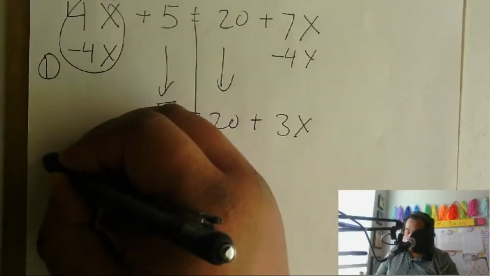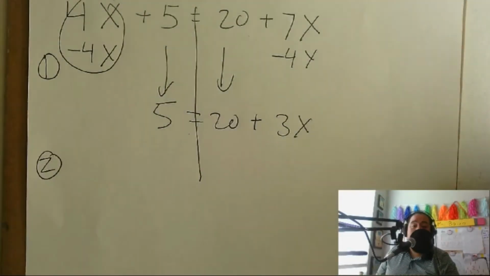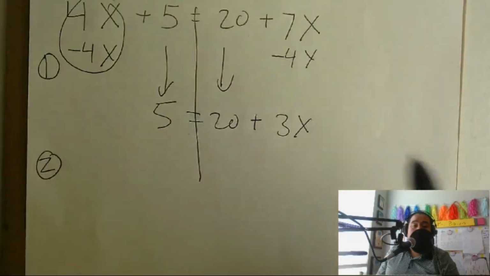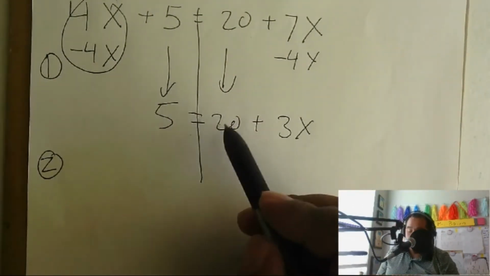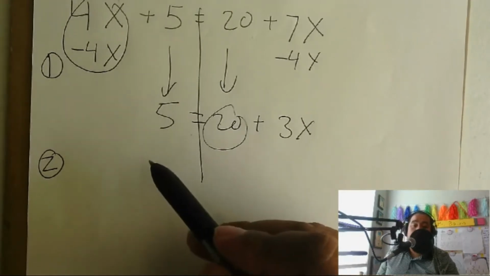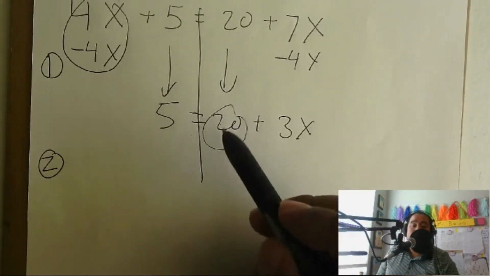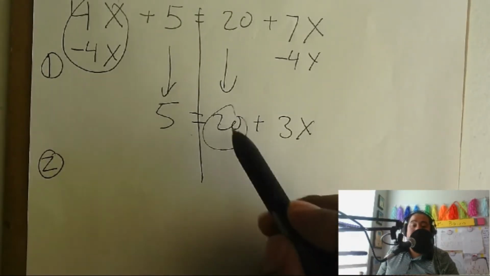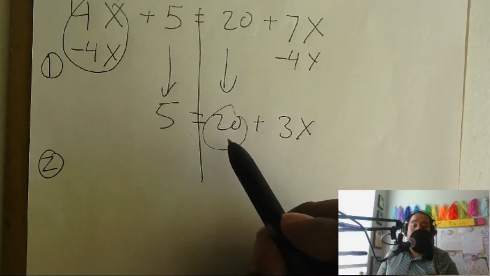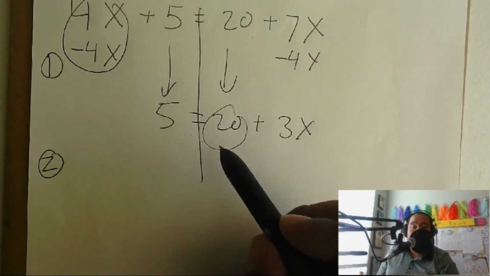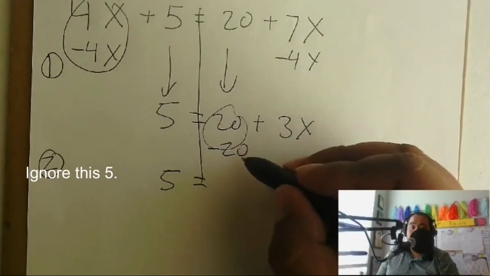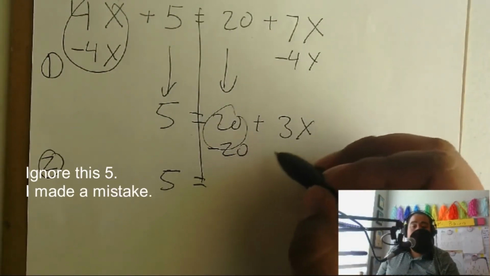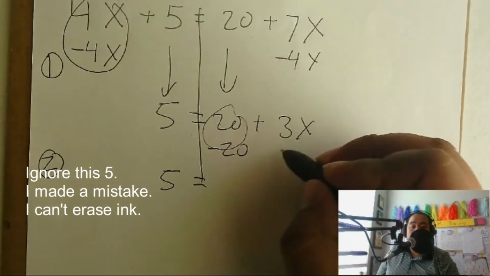Our second step now is to collect all our constants on the other side. So now we only have 1 x term on the right. I want to get rid of this 20 and I'm going to move it to the other side. But to cancel out this 20, since this is a positive 20, the opposite of a positive would be a negative. So I'm going to subtract 20. 20 minus 20 goes away to 0, and all I'm going to be left with on this side is 3x.